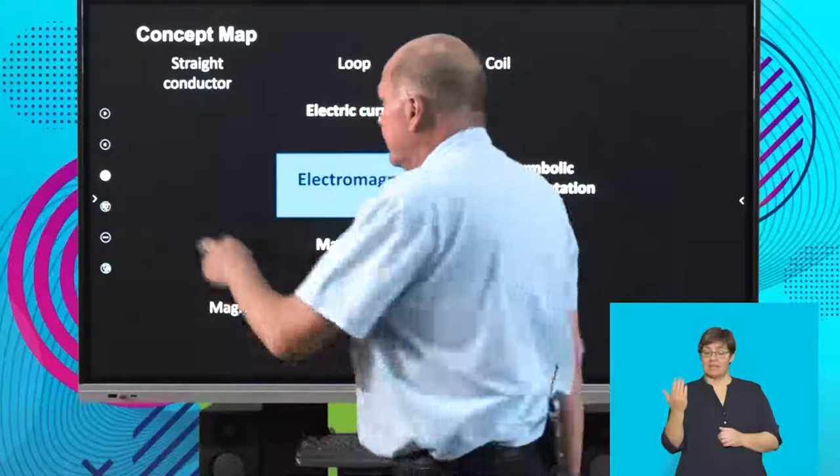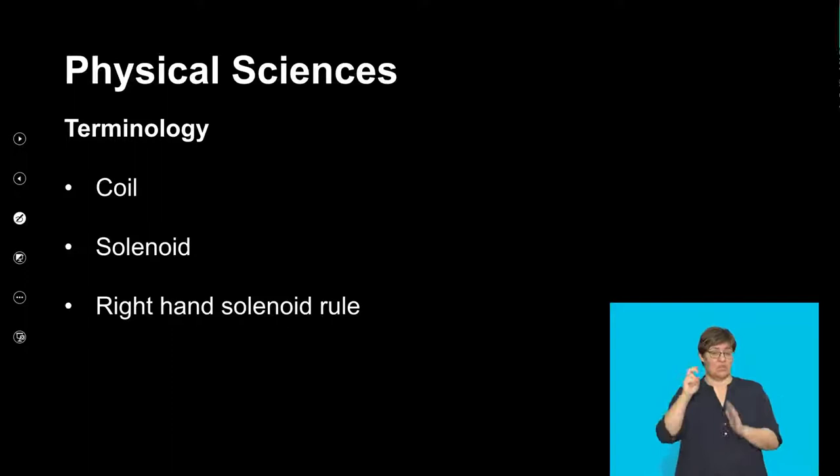Welcome back. Let's now go and have a look at what's happening to a coil. Something interesting as well is that we have another rule that we can use to find the direction of the magnetic field around a coil. This is called the right-hand solenoid rule. So, we've done the idea of what a coil is. We're going to be looking at this idea of the right-hand solenoid rule.